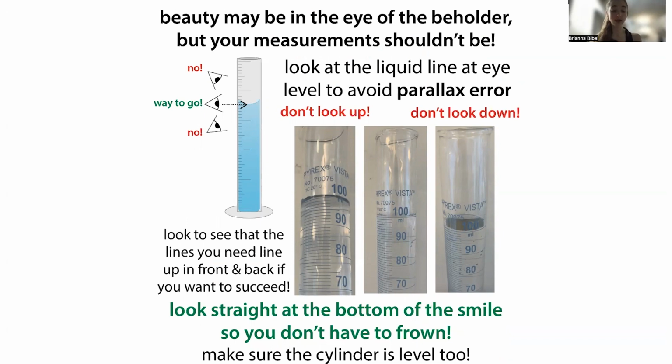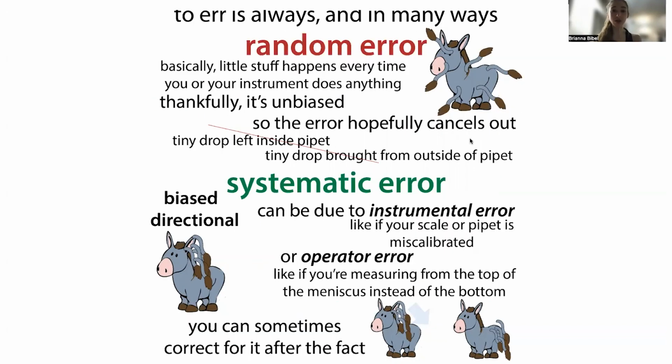And so systematic error is going to be directional, while random error is going to cancel out. With systematic error, each time they're just going to reinforce one another. And so you can end up with this biased directional error, where you can still be really precise but not accurate.